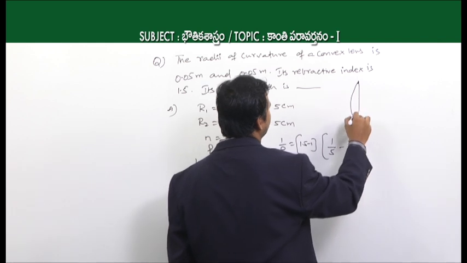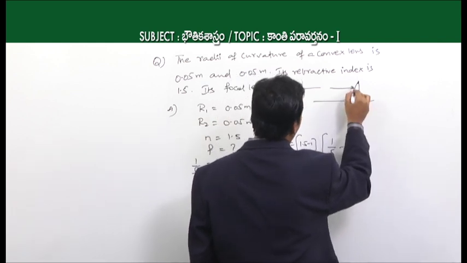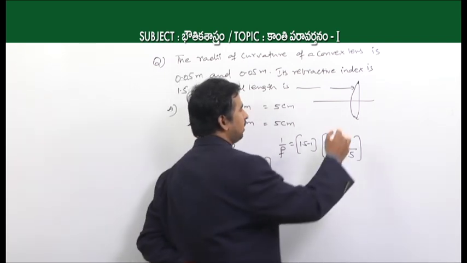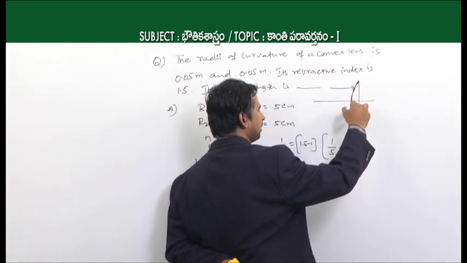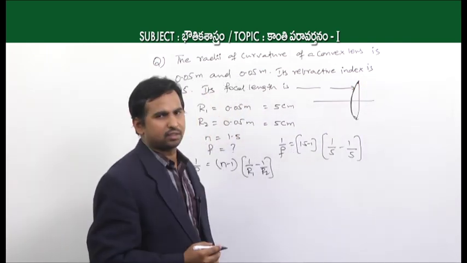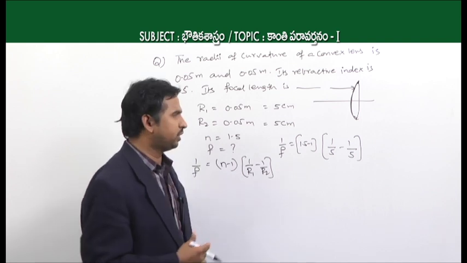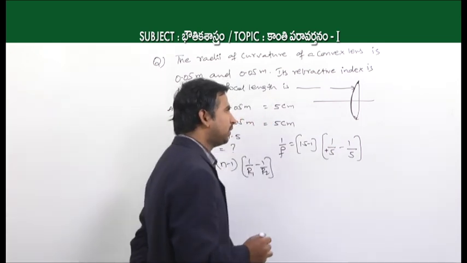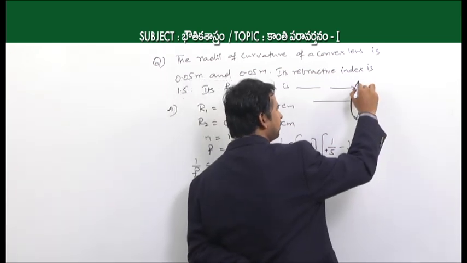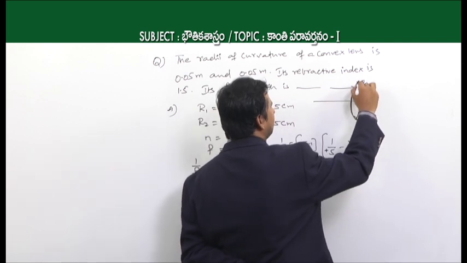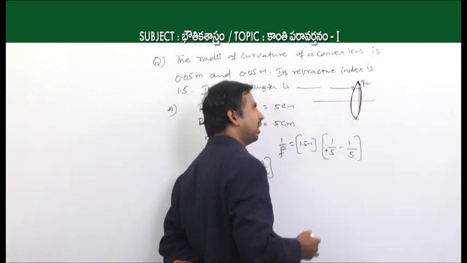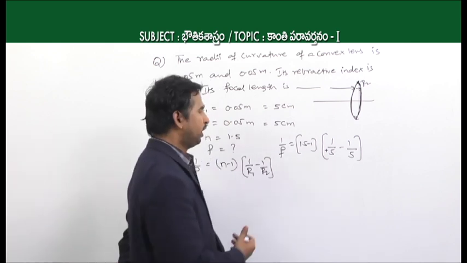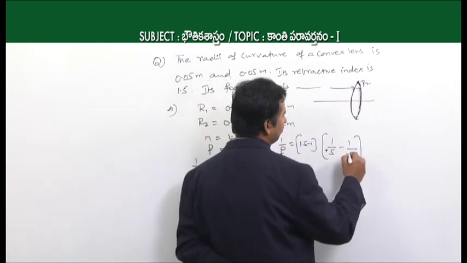As R1 represents the first surface where the light ray strikes, that appears like a convex surface. See here, this appears like a convex surface. As it is a convex surface, the radius of curvature of the first surface becomes positive. Whereas when the light ray enters the other surface, which is R2, on this side, it appears like a concave surface. As it is a concave surface, its radius of curvature becomes negative. So this is minus.